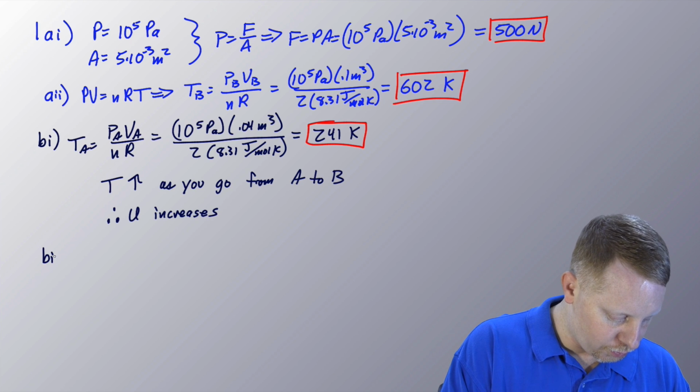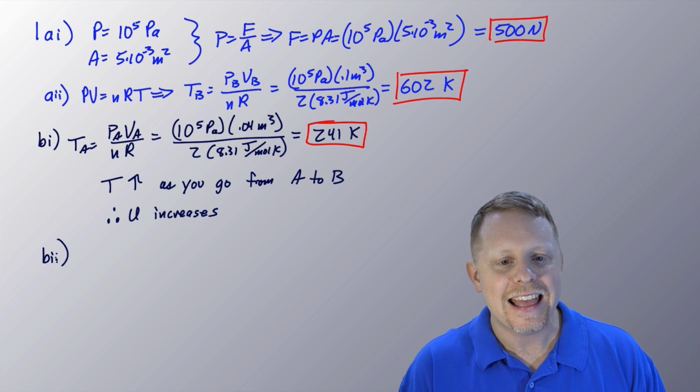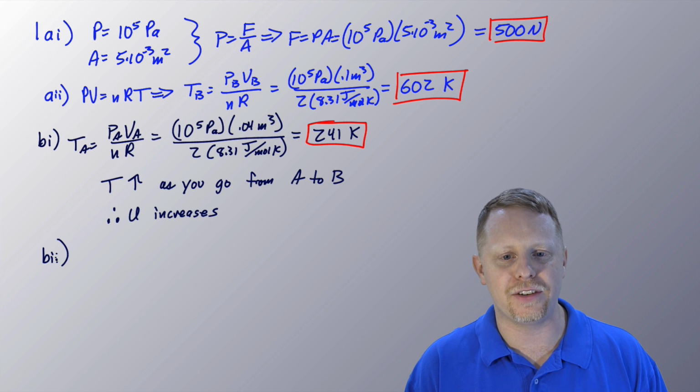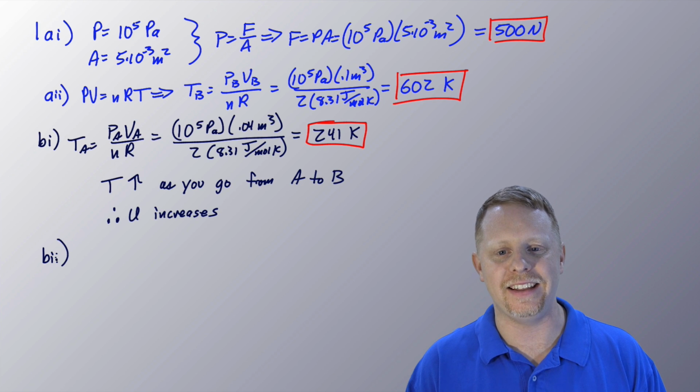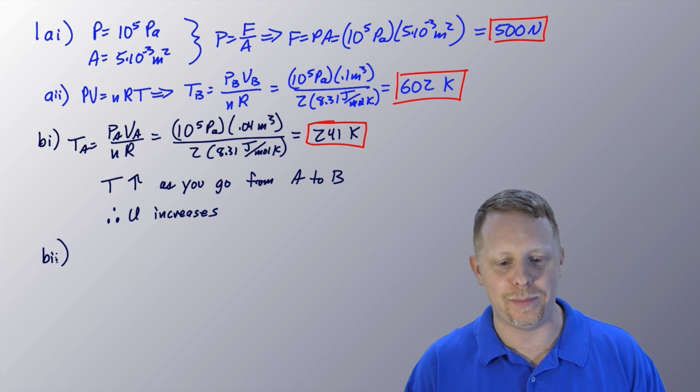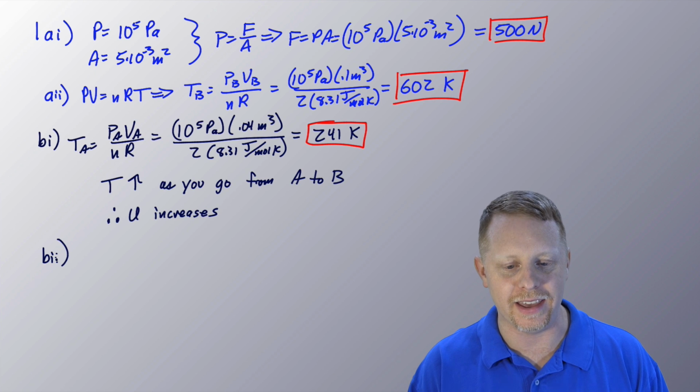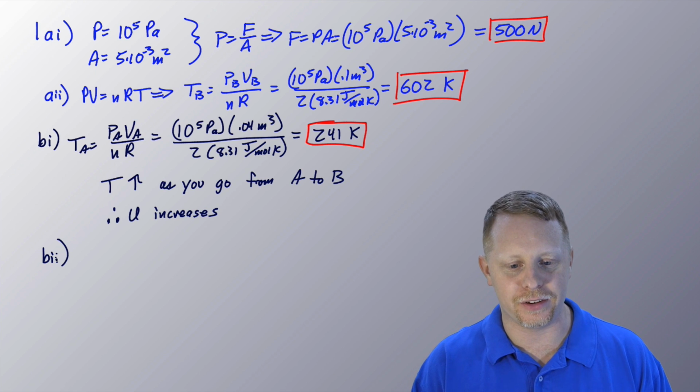For part B2, now it's asking us to calculate the energy added to the gas by heating as it is taken from A to C along that path ABC. All right, a little bit more calculating to do here, but let's start off by finding the work done as we go from A to B. That's going to be the area under that graph.